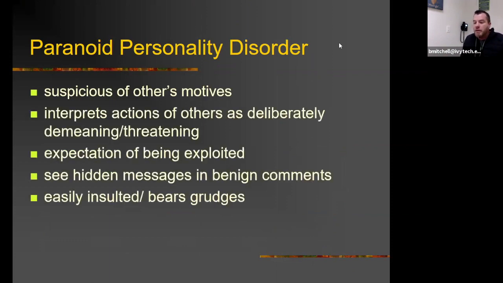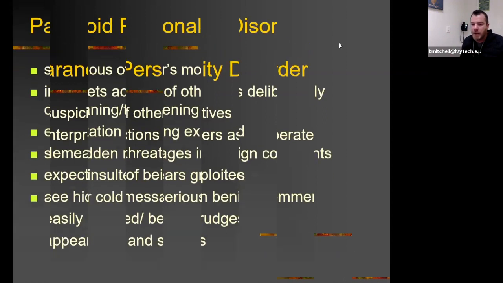The paranoid, they see a lot of hidden messages. They're easily insulted. Again, the major difference here is they're not psychotic. So this isn't schizophrenia. They're not perceiving things that aren't really there. They're interpreting things that aren't really there. So they're not, I'm sorry, let me rephrase that. They are perceiving things that may not be there, but the sensations are accurate. So they're not hallucinating and they're not delusional, okay?